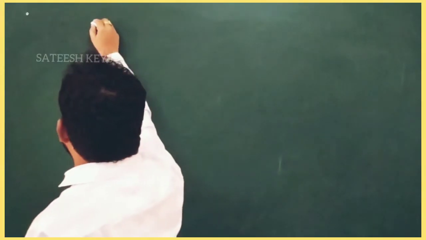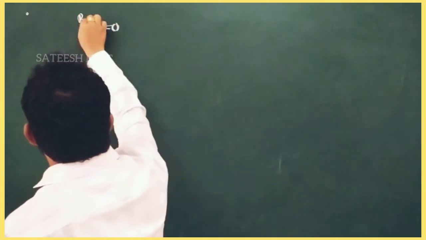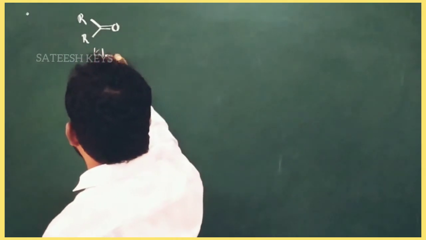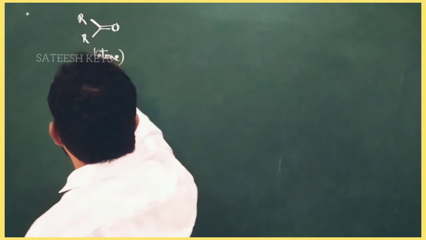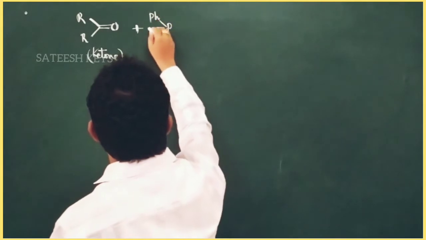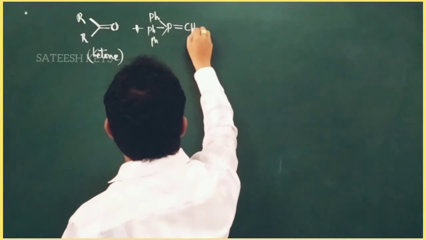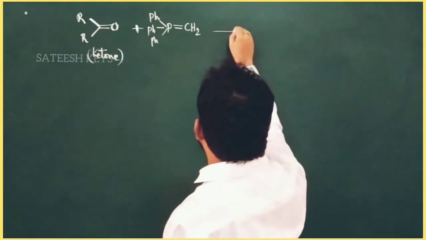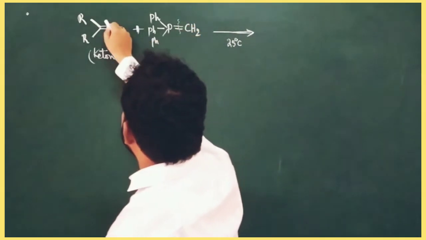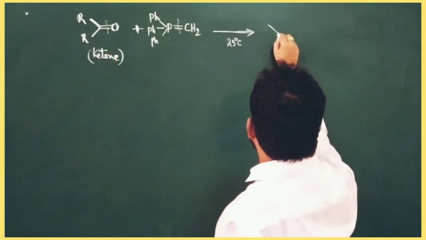See the equation of this reaction. Initially I take a carbonyl compound. So here the carbonyl compound is a ketone, R-CO-R. So this is the structure of ketone. This ketone reacts with Wittig reagent. Here the Wittig reagent is methylidene triphenyl phosphorane. The structure of Wittig reagent is this. Both these compounds react at room temperature to form alkene and triphenylphosphine oxide.